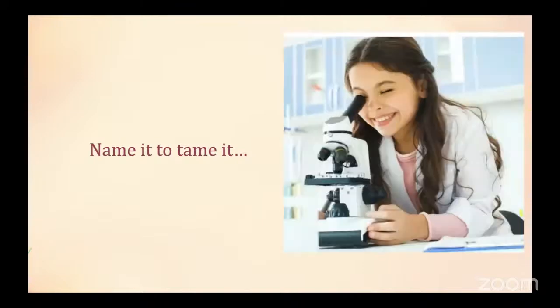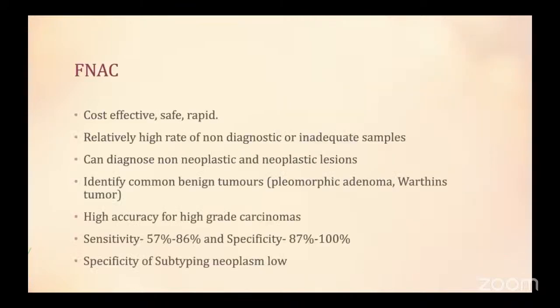So diagnosing the pathology pre-operatively is also very important. FNAC is cost-effective, safe, rapid. It has a relatively higher rate of non-diagnostic or inadequate samples. It can distinguish between non-neoplastic and neoplastic lesions and has a high accuracy for high-grade carcinomas. But subtyping of the neoplasm cannot happen. And sometimes benign and low-grade tumors also we can't differentiate. So sensitivity is a little less, but it has a good specificity.